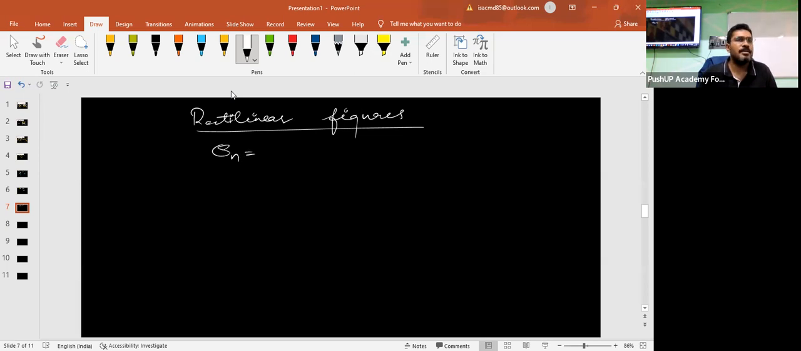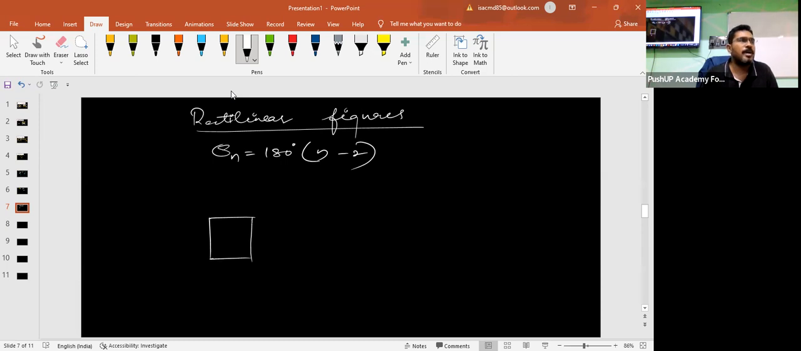Okay. In rectilinear figures, I had taught you this concept of the sum of all the n angles of a rectilinear figure. And what was the formula? 180 degree into n minus 2. How many of you remember this? A very basic, simple formula. Okay. Say, for example, children, let's go through the illustration so that you can recollect everything.